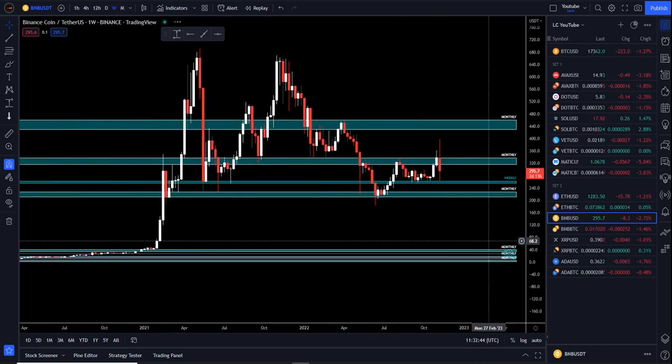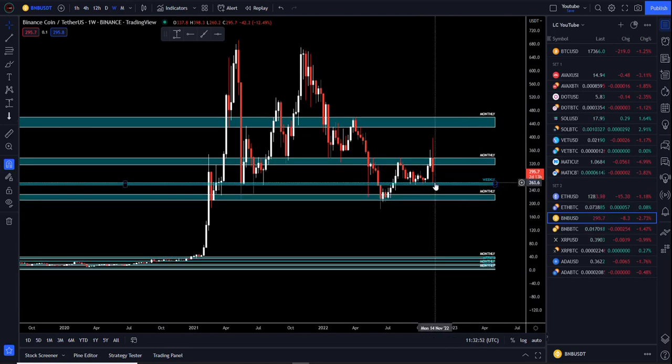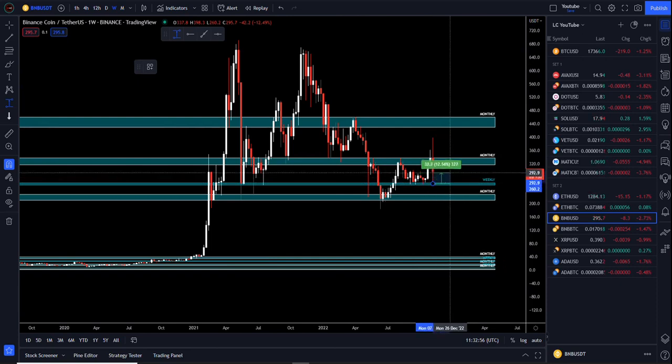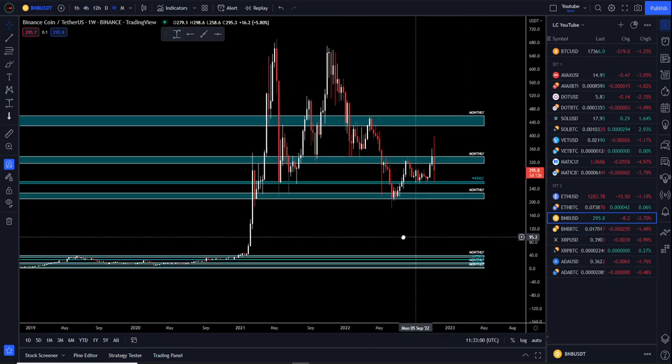If we go to the weekly, again, pretty ugly looking candle. It's being held up by this weekly support between 260 and 255. Again, if you caught a bid there, nice bit of profit. Let's have a look at what you'd be on. About 14%. Again, worth trimming some profit.